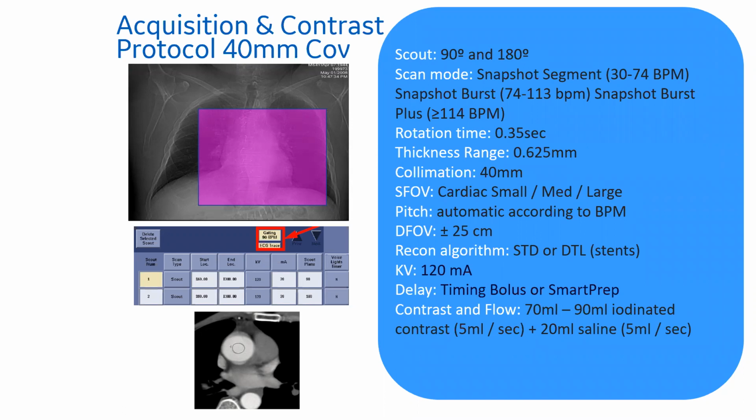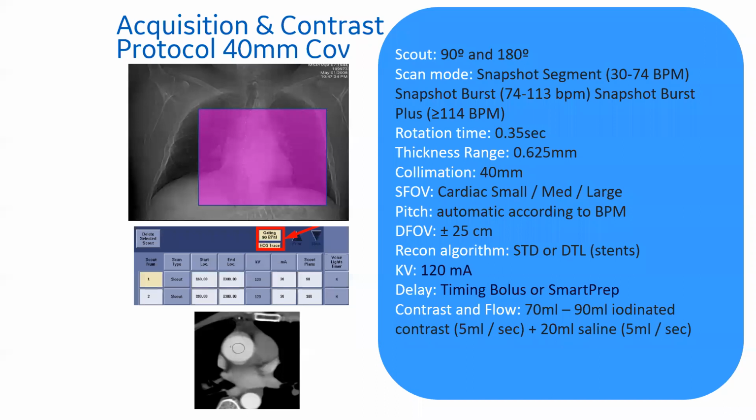Here's some suggestion about cardio coronary protocol. So see, for example, that we are using a collimation of 40 millimeters. This is a 64 equipment. Okay, so look for the contrast and flow. So here it's closer to 100, as we said. So you can use sometimes 70 to 90 mils iodine contrast plus 20 mils of saline chaser.